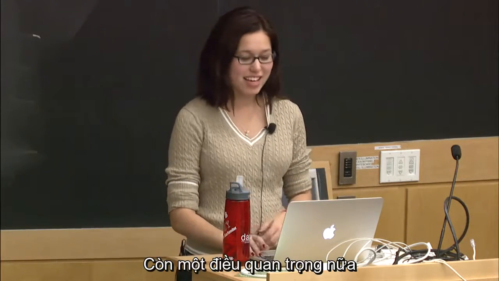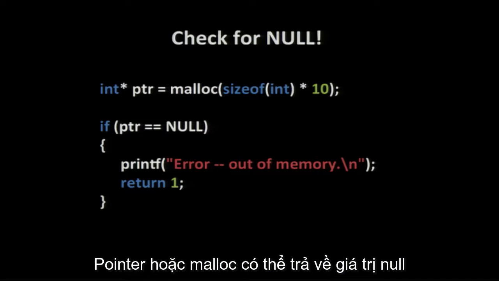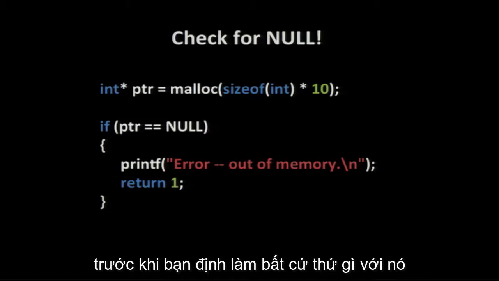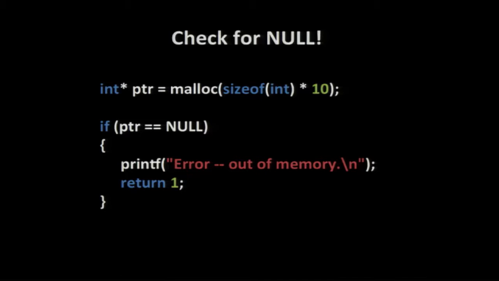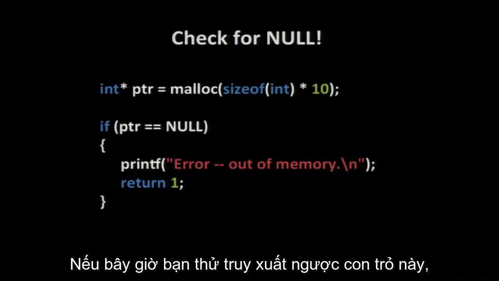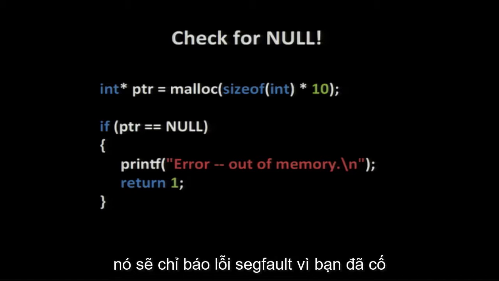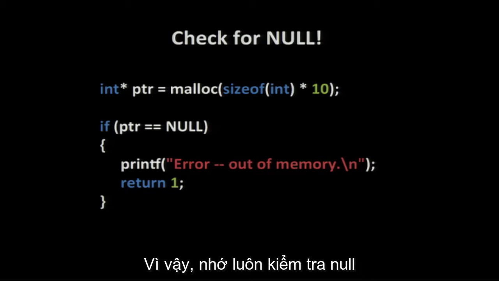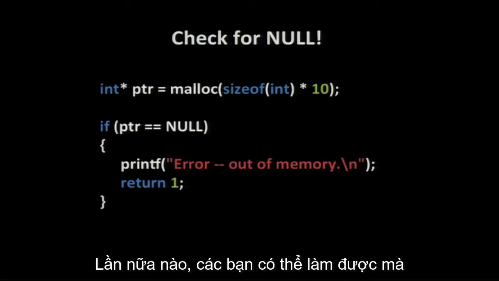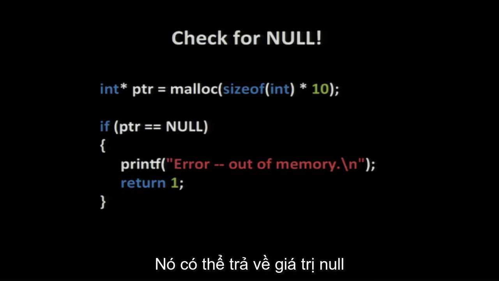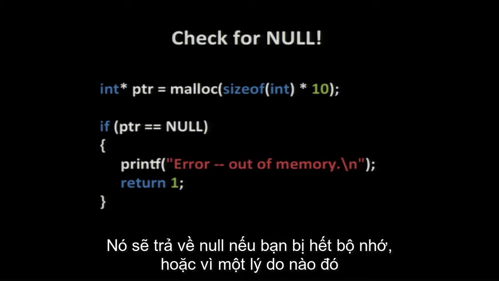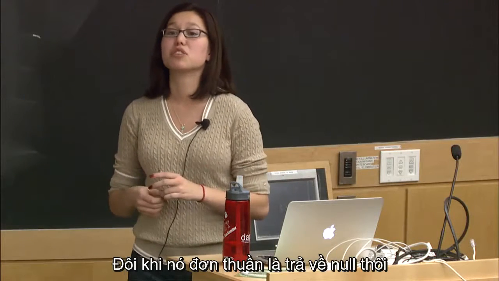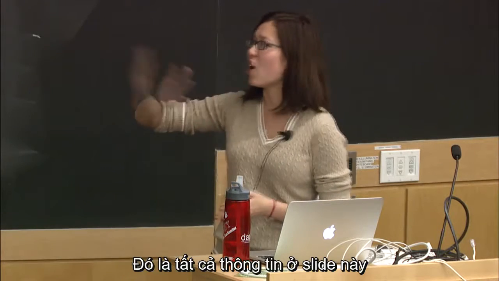So another big thing, malloc can return null. So again, always check to see if it returned null before you try and do anything with it. If you try to dereference this pointer now, it's just going to seg fault because you tried to touch null when you shouldn't have. So always check for null. It might return null if you're out of space or for whatever reason it ran into some memory bug. It sometimes just returns null. So you just have to check for it. That's all this slide is saying.